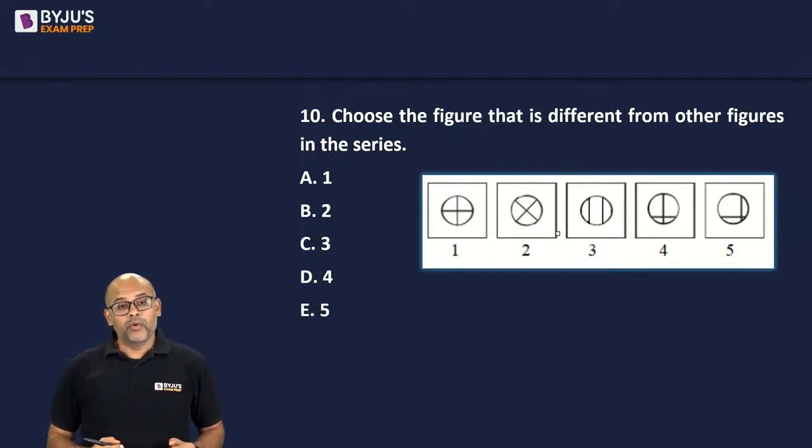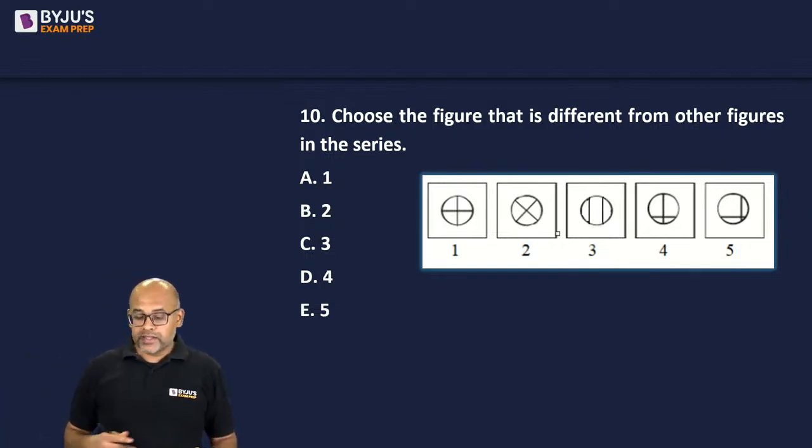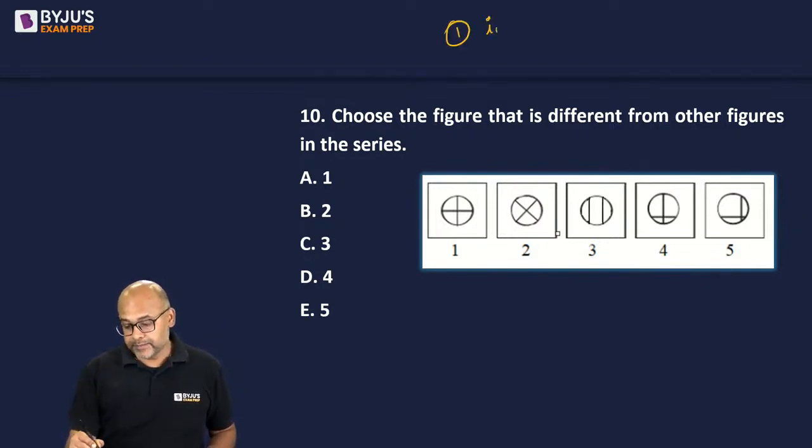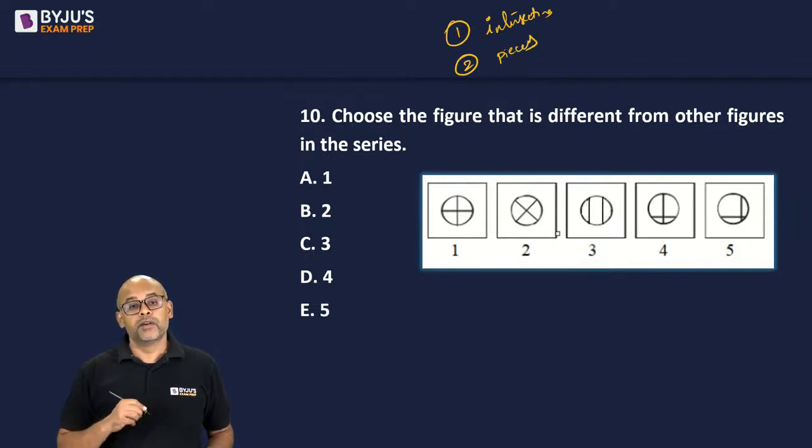Okay, now there are two concepts that you guys are giving. First, logic number 1, intersecting. Logic number 2, number of pieces. Both of them are correct. Based on this, you will get the answer as 3.